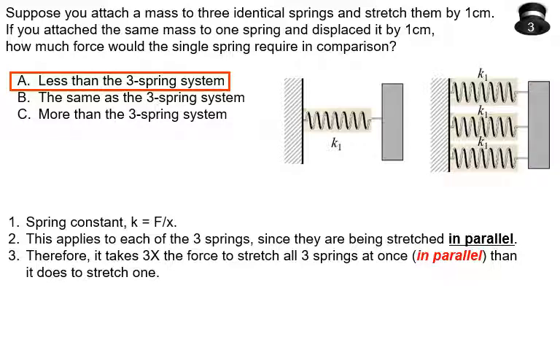And the reason I'm stressing in parallel here is you could imagine having one spring connected to another lengthwise, connected to another lengthwise. That would be called in series. And in that case, you basically just have one long spring with the same spring constant. And so that would be the same as a shorter spring with the same spring constant, right? So it matters that we're talking about in parallel here.